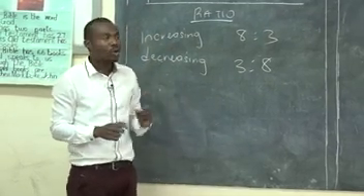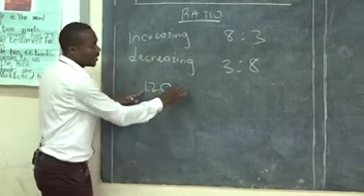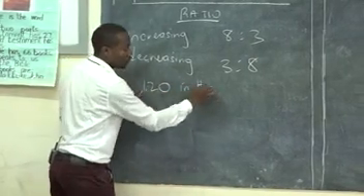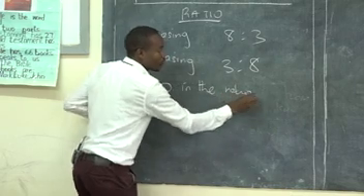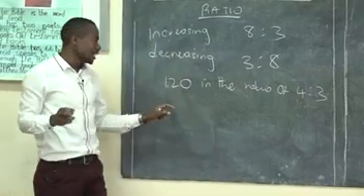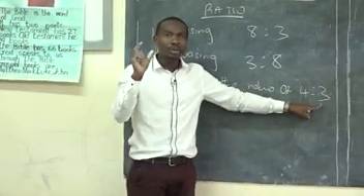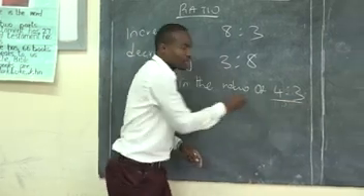Number 2, you can be given to increase a number for a certain ratio. For example, increase 120 in the ratio of 4 is to 3. What do you do here? Just take the ratio the way it is.